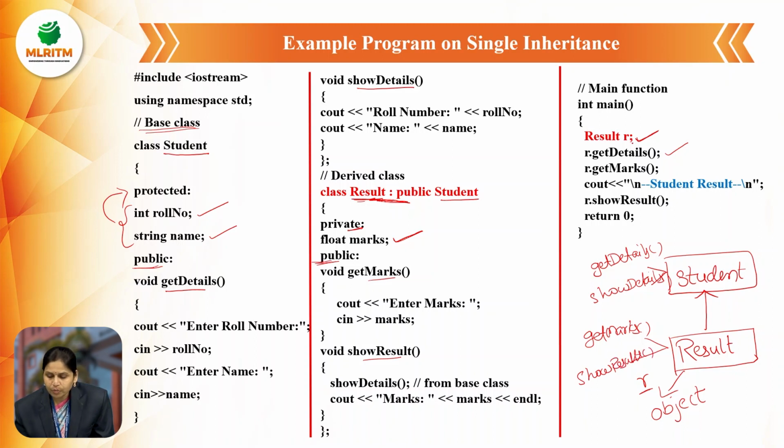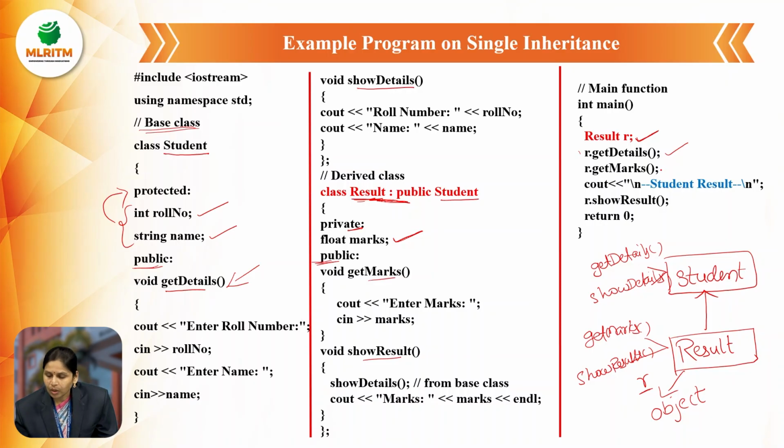So by using this object r, we are calling the method get details. The control directly goes to get details. Now here we are reading the input values, roll number and name: enter roll number and enter name. By using this get details method, we are reading the roll number and name of the student.